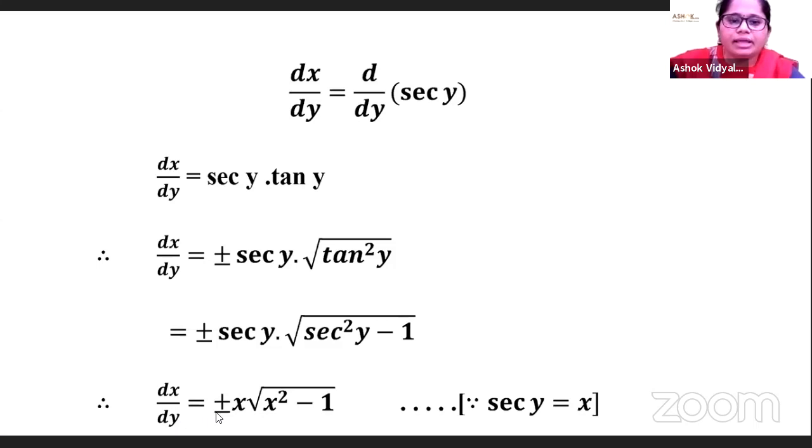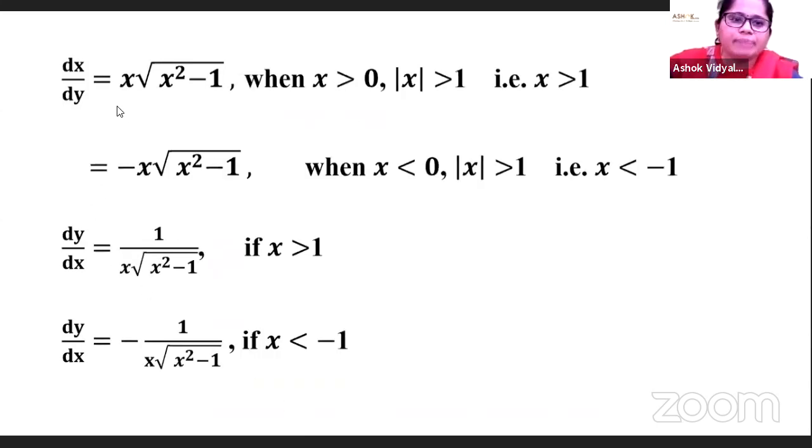and tan square y is sec square y minus 1. Then dx by dy is plus minus x into under root x square minus 1, putting the value of sec y as x. And dx by dy is x into under root x square minus 1 when x is greater than 1, or the condition dx by dy is equal to minus x into under root x square minus 1 when x is less than minus 1.